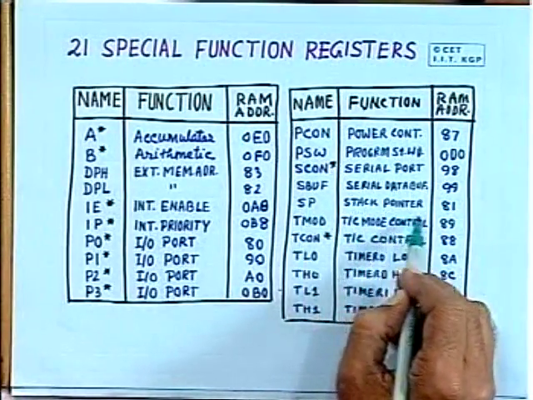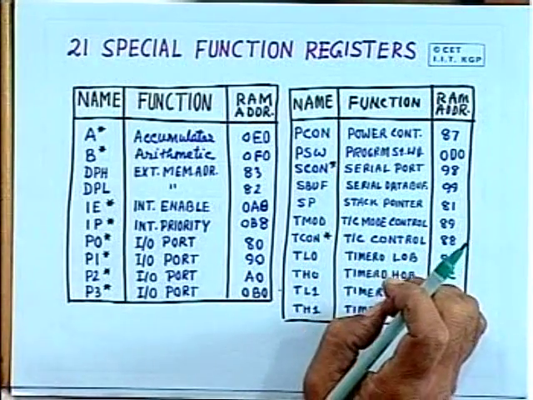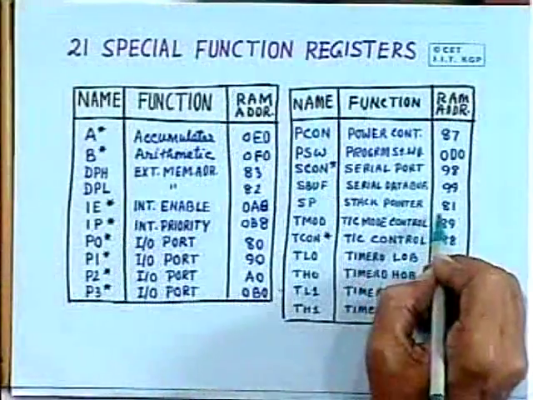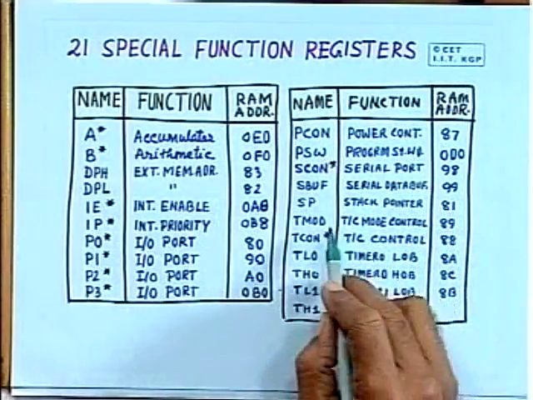Stack pointer: here you note the stack pointer is only 8-bit. That means your stack has to be in the internal data memory. The stack cannot be mapped to external data memory because your address is restricted to 8-bit and it has to be part of the internal data RAM.